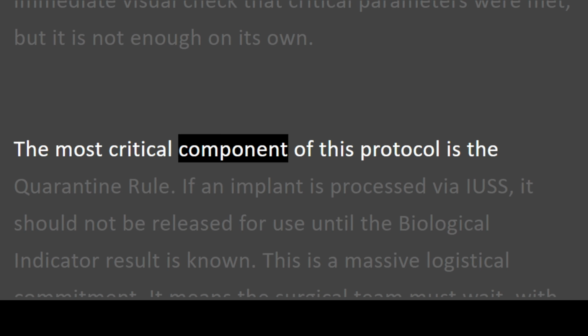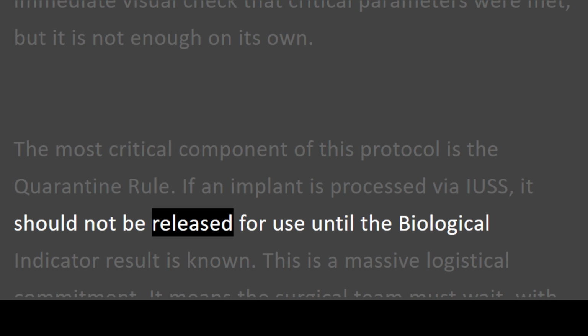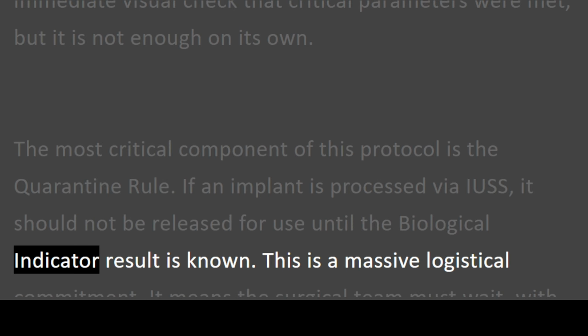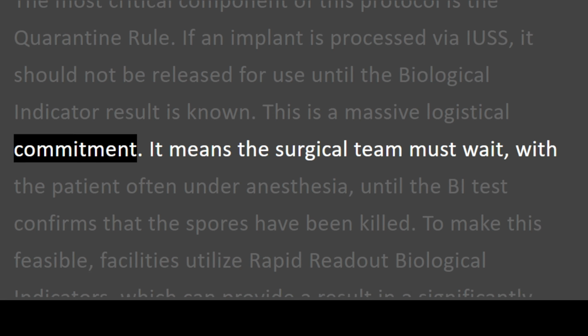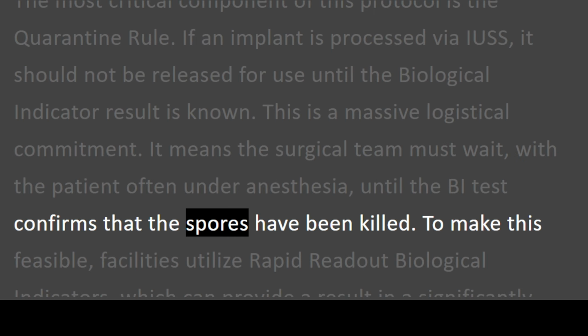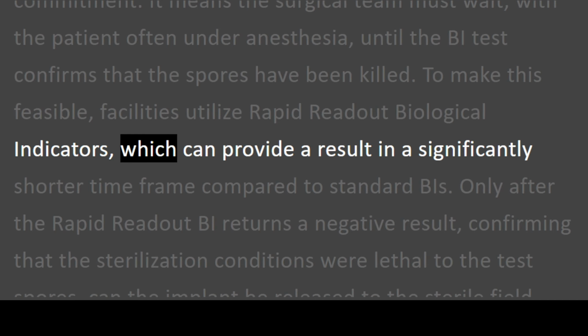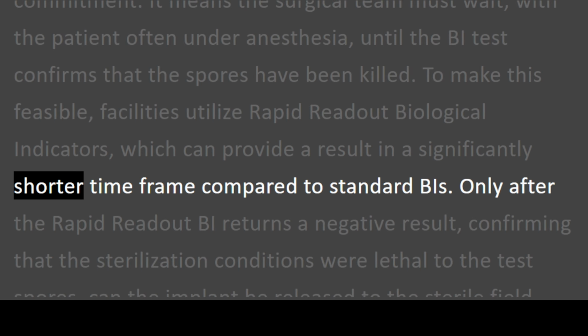The most critical component of this protocol is the quarantine rule. If an implant is processed via IUSS, it should not be released for use until the biological indicator result is known. This is a massive logistical commitment. It means the surgical team must wait, with the patient often under anesthesia, until the BI test confirms that the spores have been killed. To make this feasible, facilities utilize rapid readout biological indicators, which can provide a result in a significantly shorter time frame compared to standard BIs.